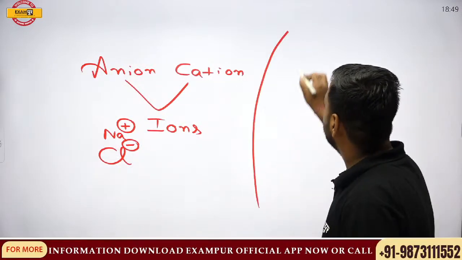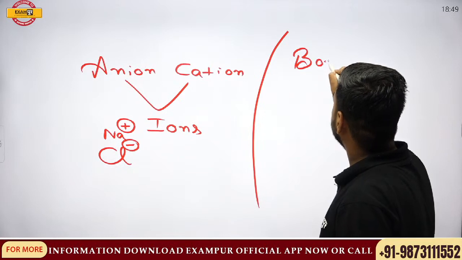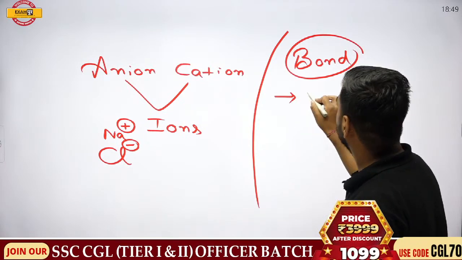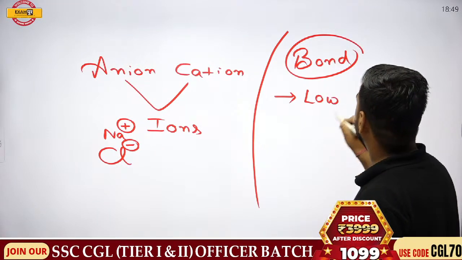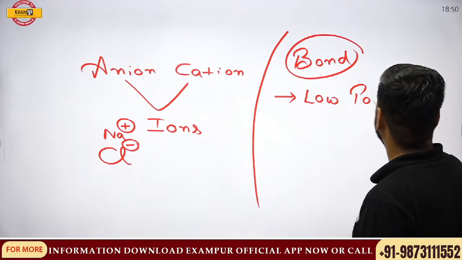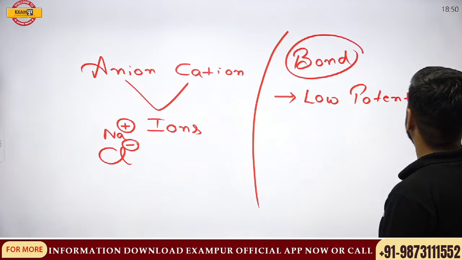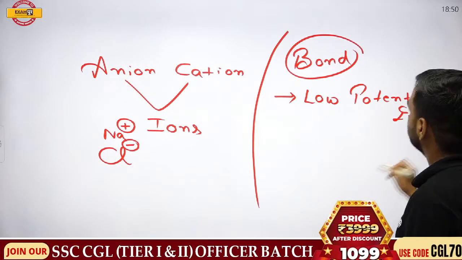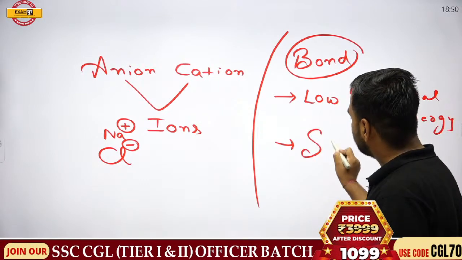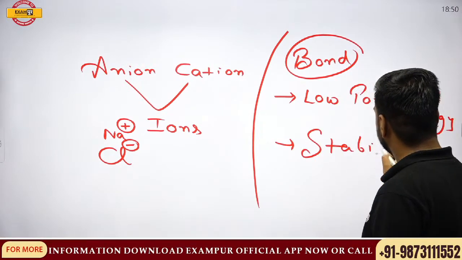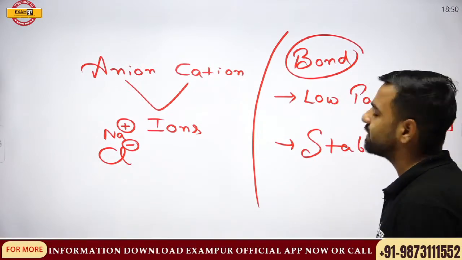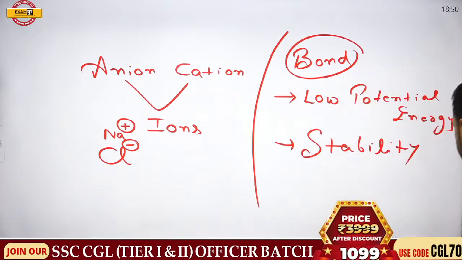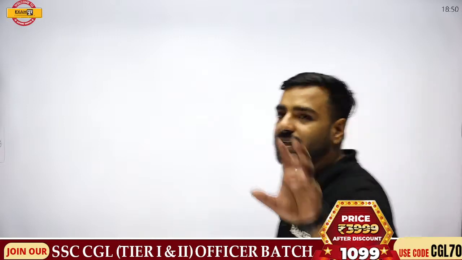Now, if I talk about bonding, bonding is actually required for what? Bonding is actually required for minimizing or lowering the potential energy. And the second and very important reason is because everyone wants stability in life. In a similar manner, these elements actually require stability. So these are the 2 reasons. Fine. Now, this is the reason for bonding. Now there are several types of bonding.